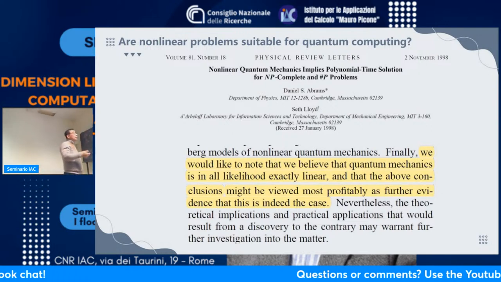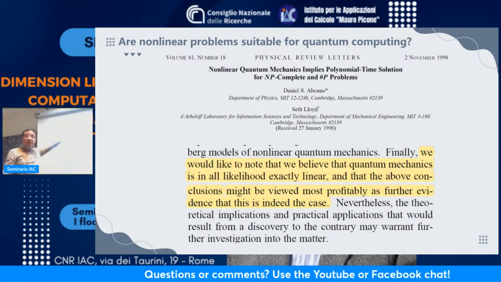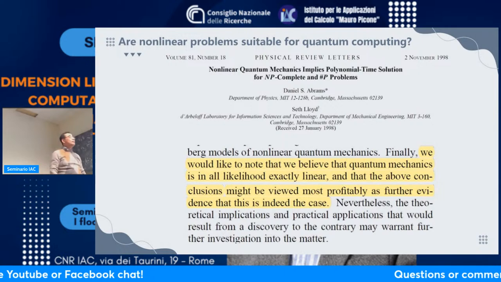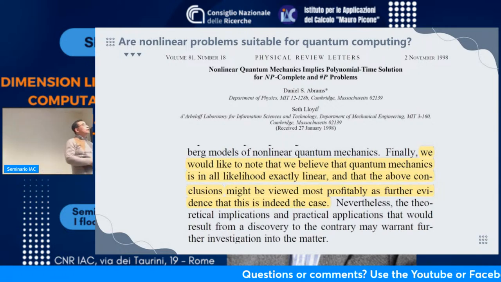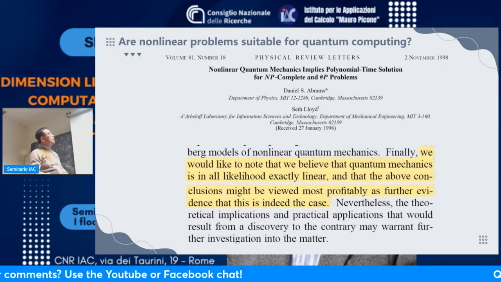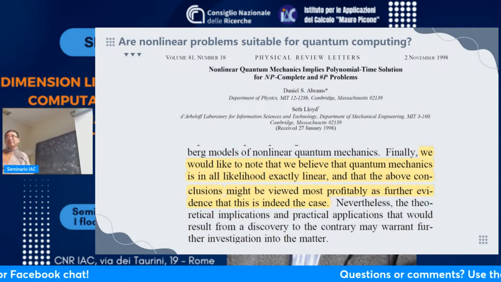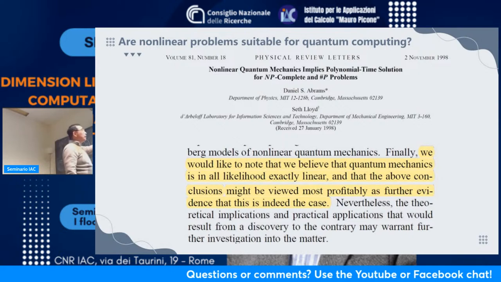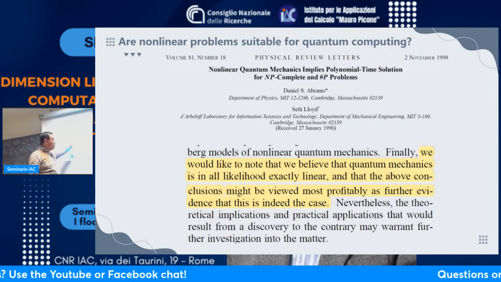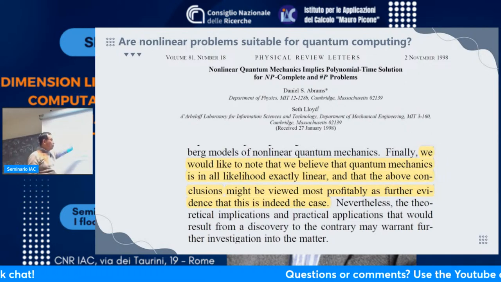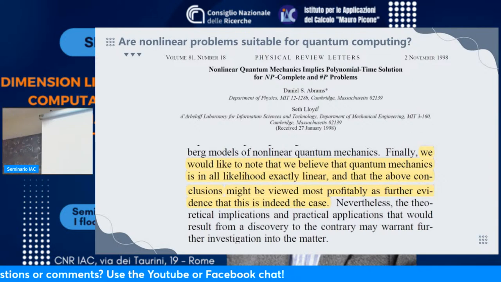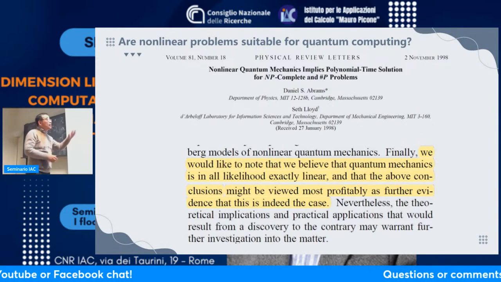Here is a Physical Review Letters paper by Seth Lloyd. Remember HHL, the first quantum linear algebra solver? The L in HHL is Lloyd, a very famous guy in quantum algorithms. He wrote this paper in 1998, where he tried to develop so-called nonlinear quantum mechanics. He wanted to solve Burgers' equation with it. So that's the conclusion. He said, we would like to note that we believe quantum mechanics is in all likelihood exactly linear, and the conclusion of this paper might be viewed most profitably as further evidence that this is indeed the case. Unfortunately, quantum mechanics is indeed linear, and nonlinear problems are almost impossible to solve. That's his conclusion.